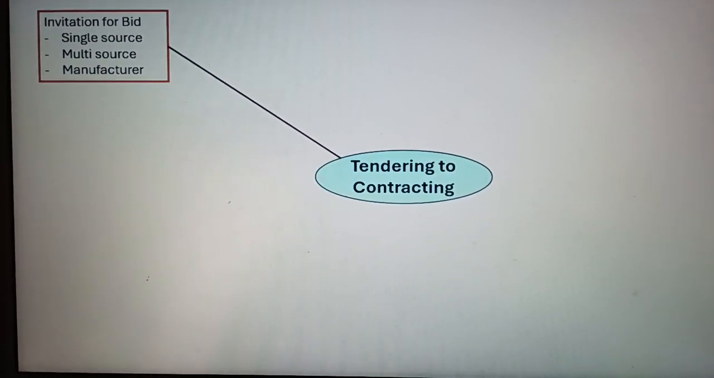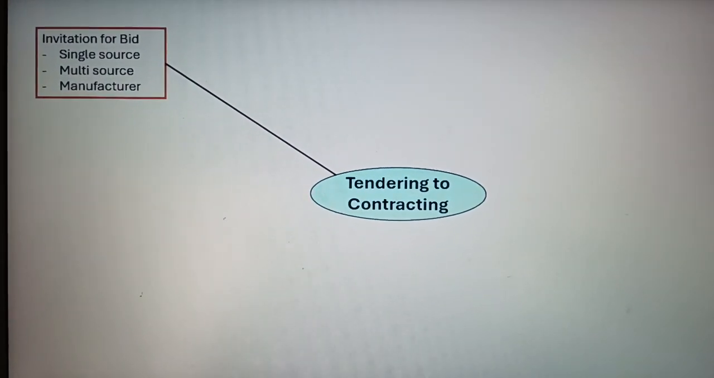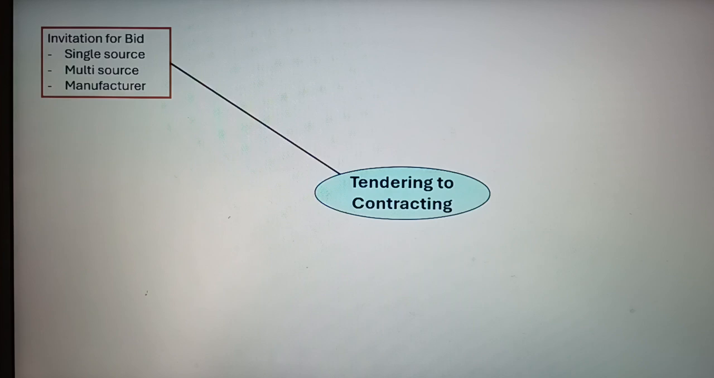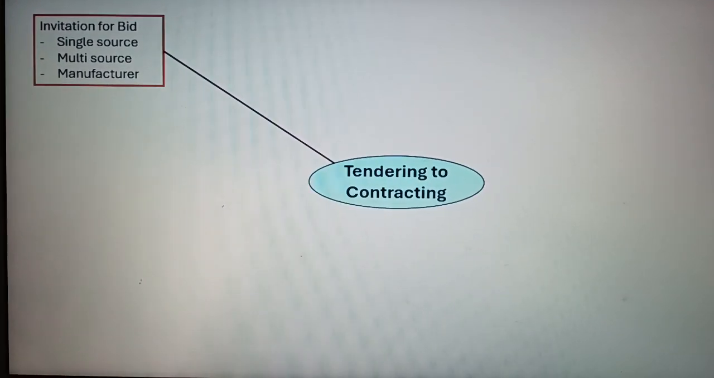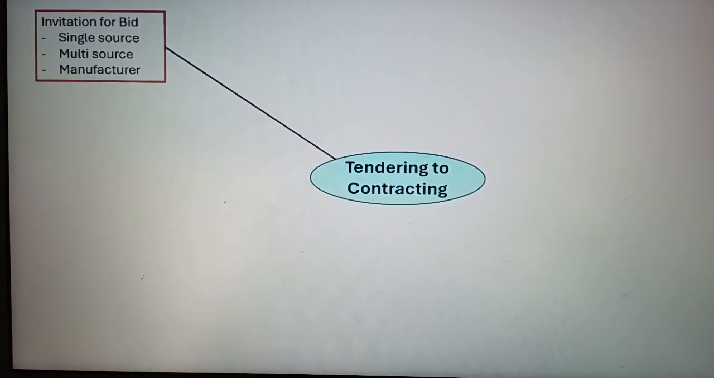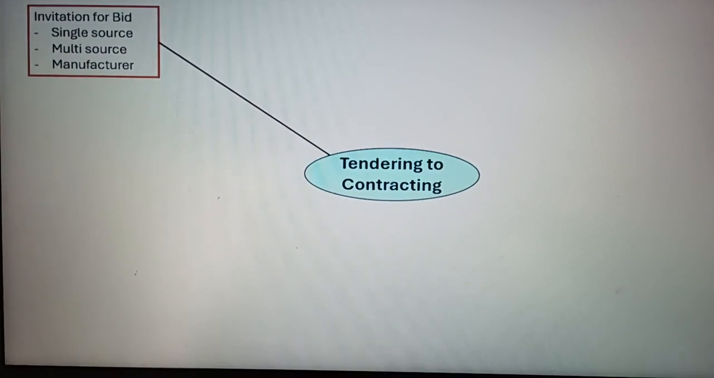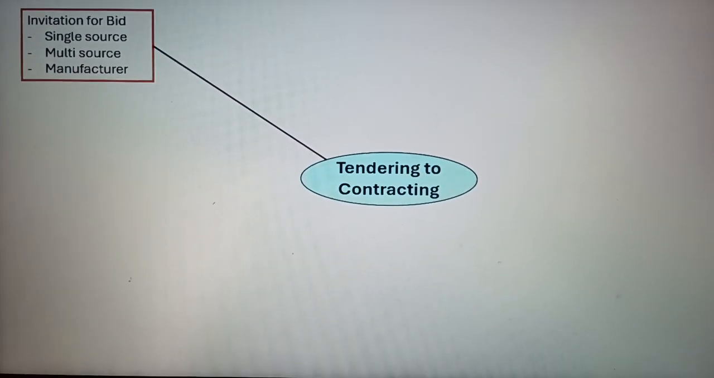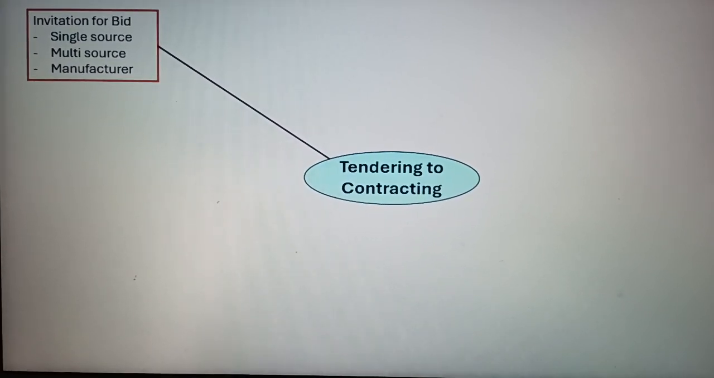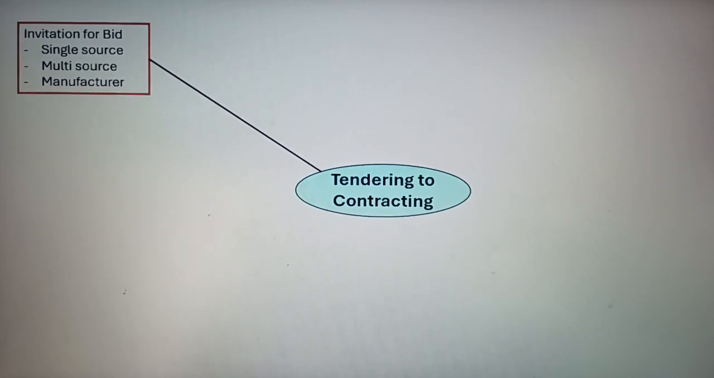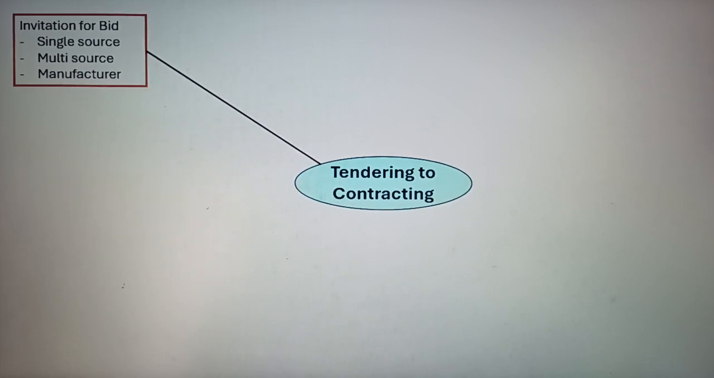The first type is single source. Sometimes there is only a single OEM for their product. As an example, some pipeline licenses, some other IT licenses, or some specific materials, which are made only by a specific OEM, original equipment manufacturer.